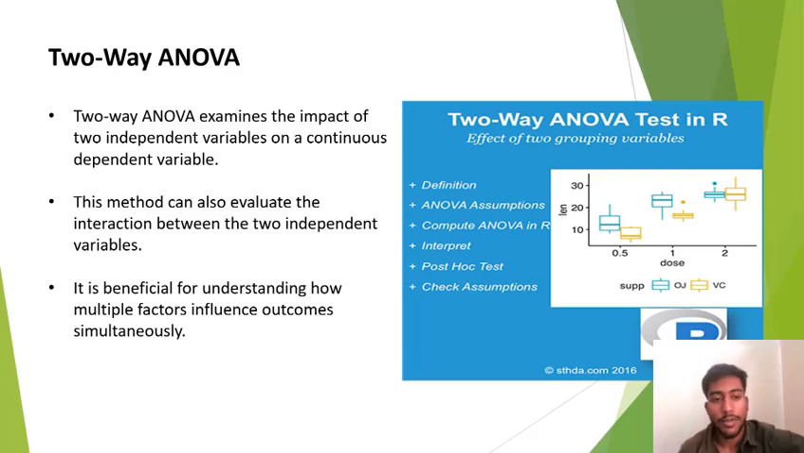So when it comes to two-way ANOVA, it examines the impact of two independent variables on a continuous dependent variable. This method can also evaluate the interaction between the two independent variables. It is beneficial for understanding how multiple factors influence outcomes simultaneously.